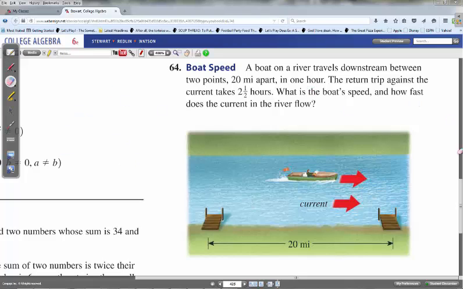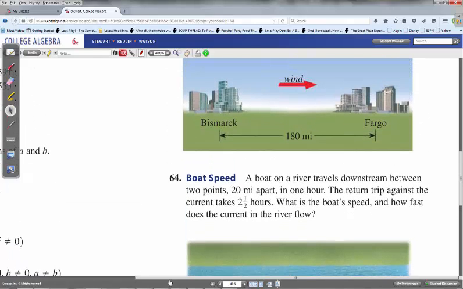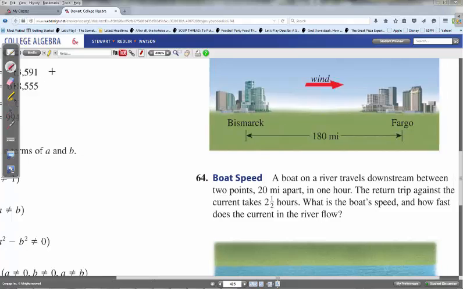In this case, I've probably got enough room to do this right here, got a fair amount of space over here. It's usually good to keep track of some of these things in a table. So I'm going to do 64. A boat on a river travels downstream between 2 points 20 miles apart in 1 hour. Return trip against the current takes 2.5 hours. What is the boat's speed and how fast does the current in the river flow?